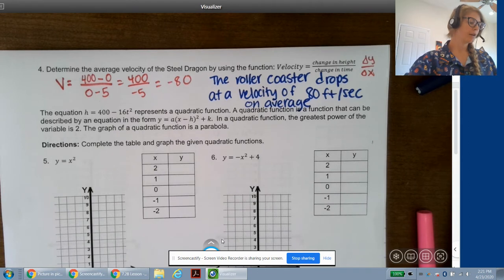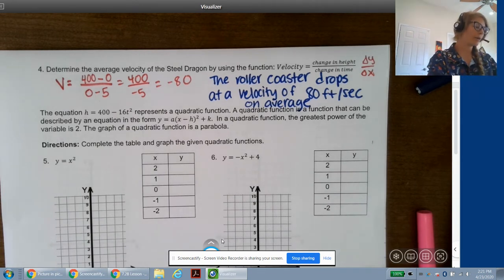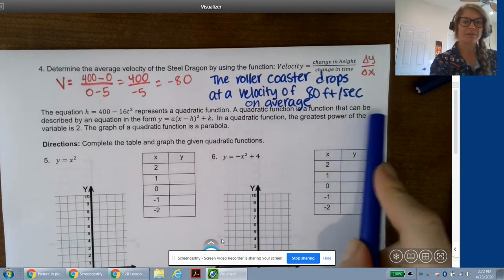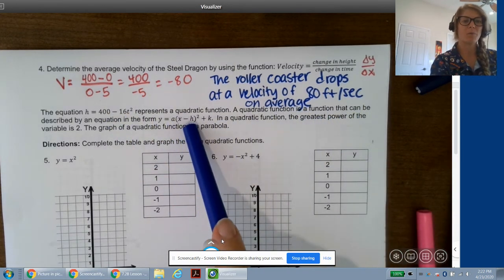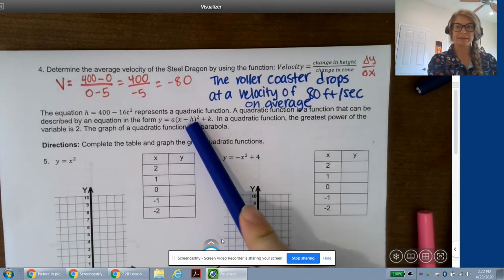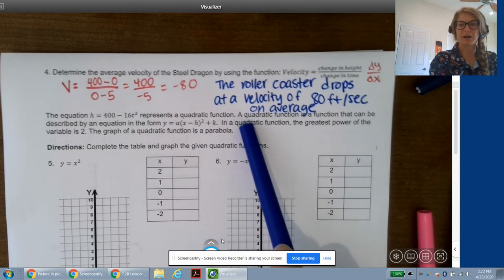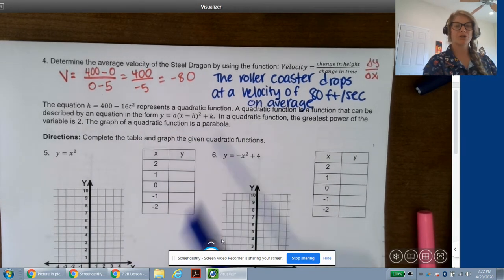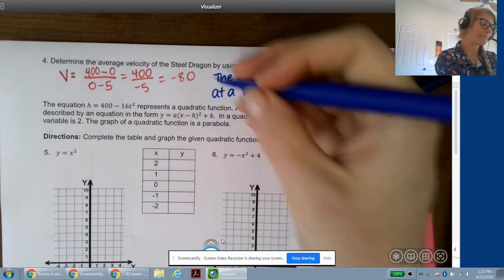Cool. So taking a look here, the equation that we use represents a quadratic function. A quadratic function is a function that can be described by an equation in the form y equals a times the quantity of x minus h being squared, all plus k. In a quadratic function, the greatest power of the variable is 2, and the graph of a quadratic function is called a parabola.